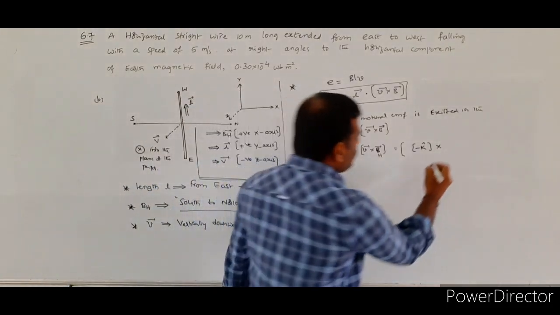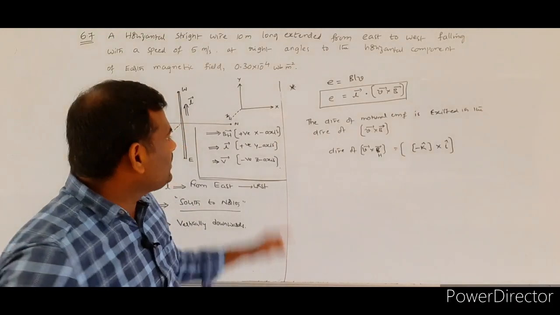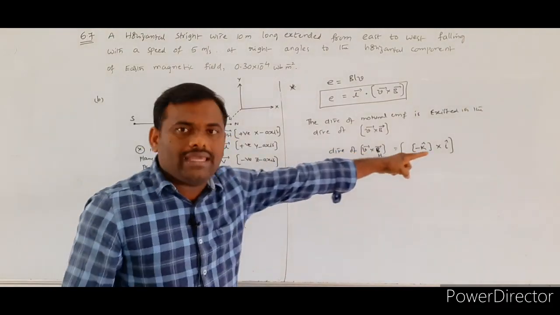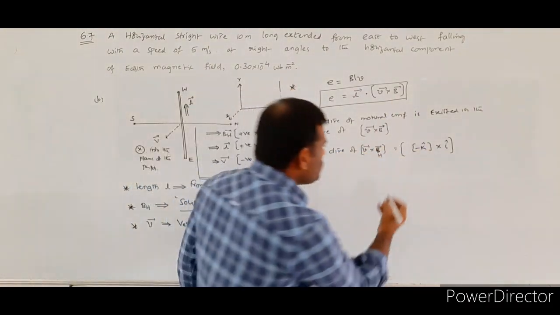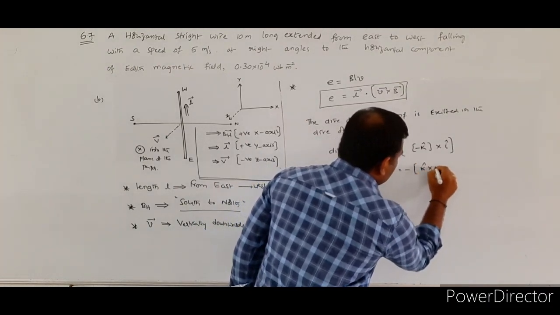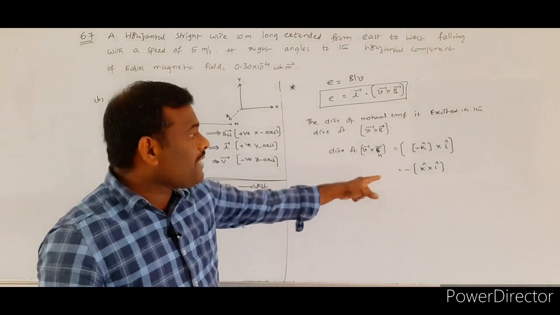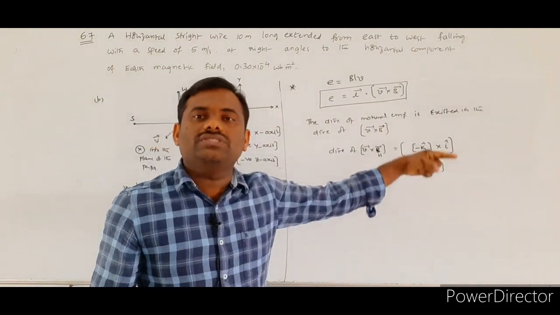So the unit vector which was present along the x-axis will be given by i cap. Now, minus i will be taken as common. This is k cap cross i cap. The k cap cross i cap is equal to j cap.